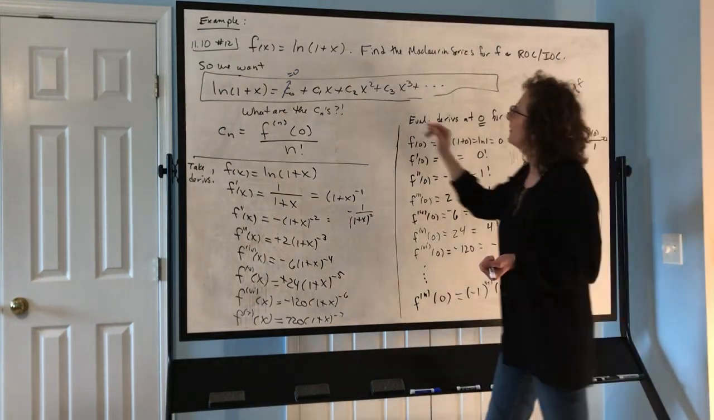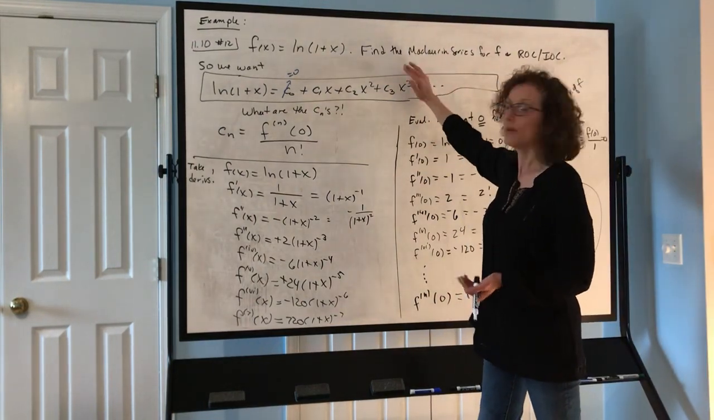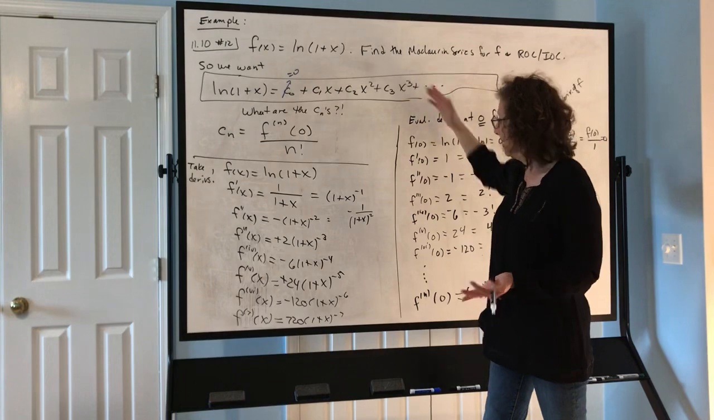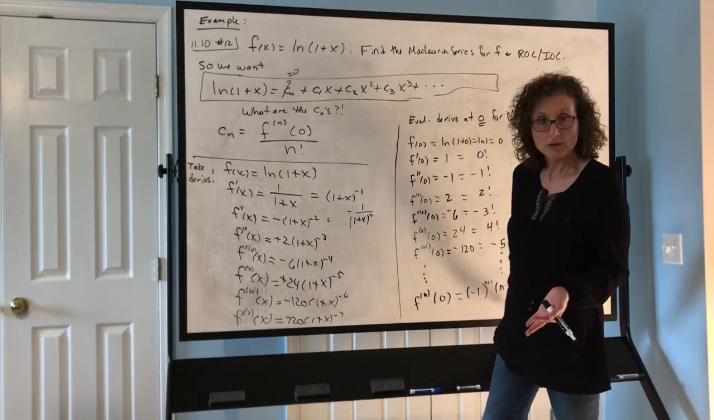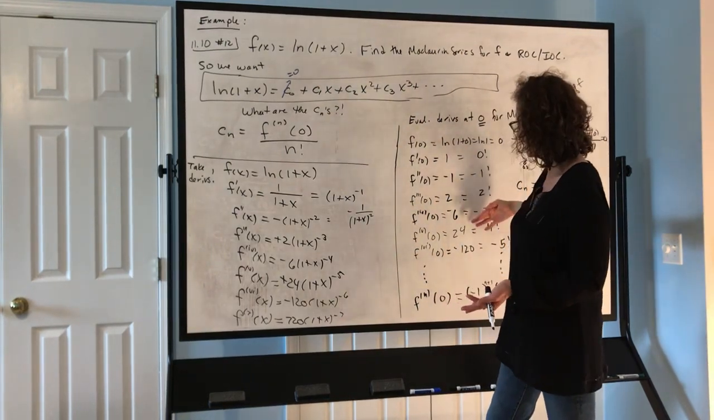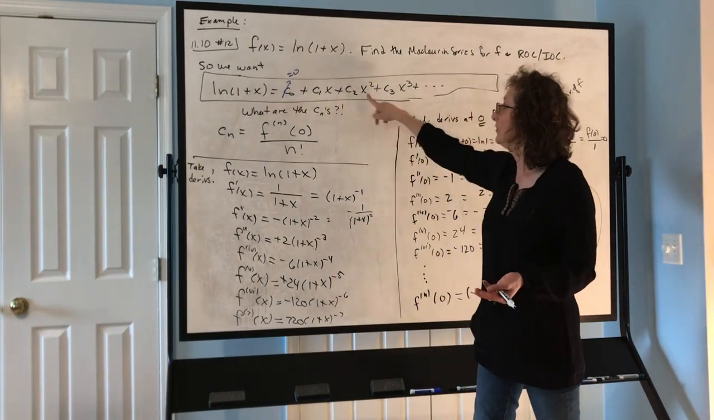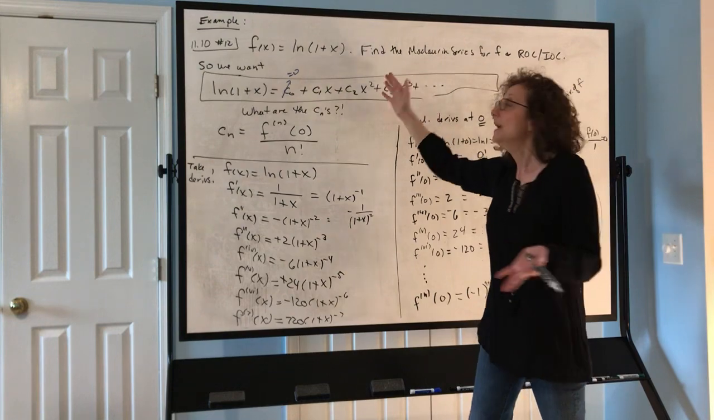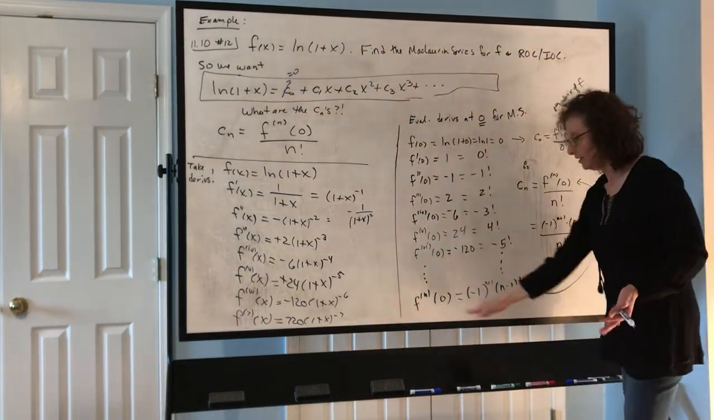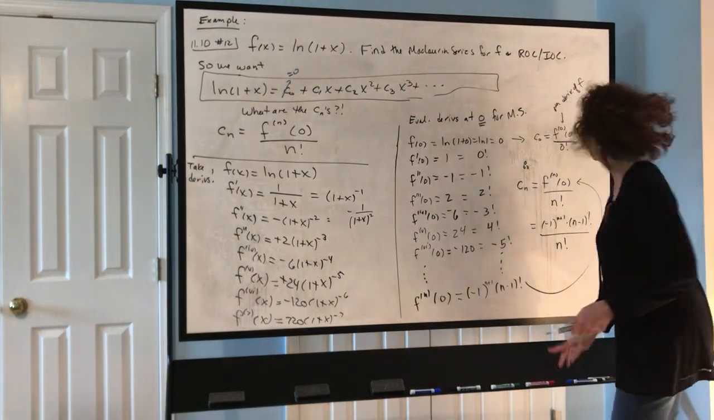Now, the nice thing is, if I only asked you for, say, up through the cubic polynomial, then you don't have to come up with this generic formula. You just compute these derivatives and then compute C0, C1, C2, and C3, and then you're done. But if you want the entire series, then you need the general formula. Does that make sense?